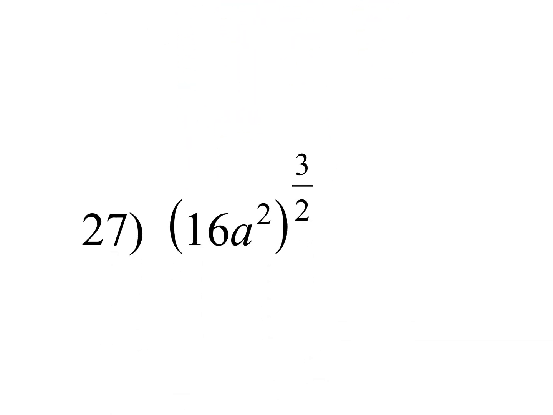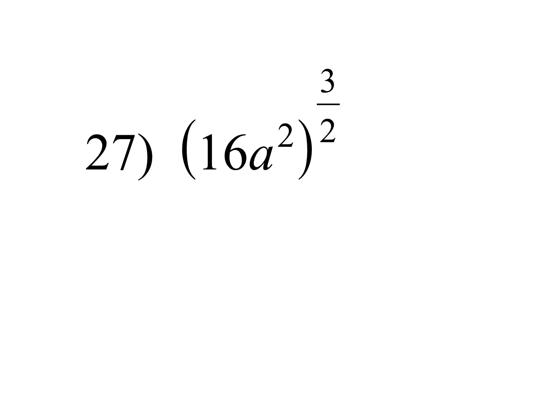All right, let's take a look at 27. So here we have an exponent that's a fraction. What do we know that the denominator of our fraction turns into? The square root. So that's the index. So that's the number that goes out front of our square root. So I have the square root of 16a squared, and then that is to the third power.